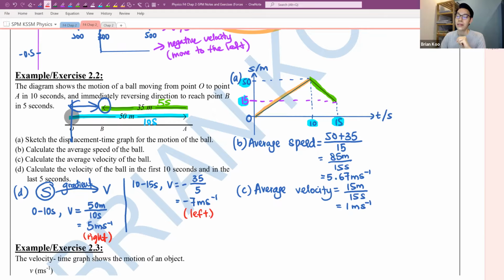Displacement tells you about the position. Acceleration tells you whether you speed up or slow down, and the plus minus sign. All that you must know. And that's it. That's the whole question 2.2.